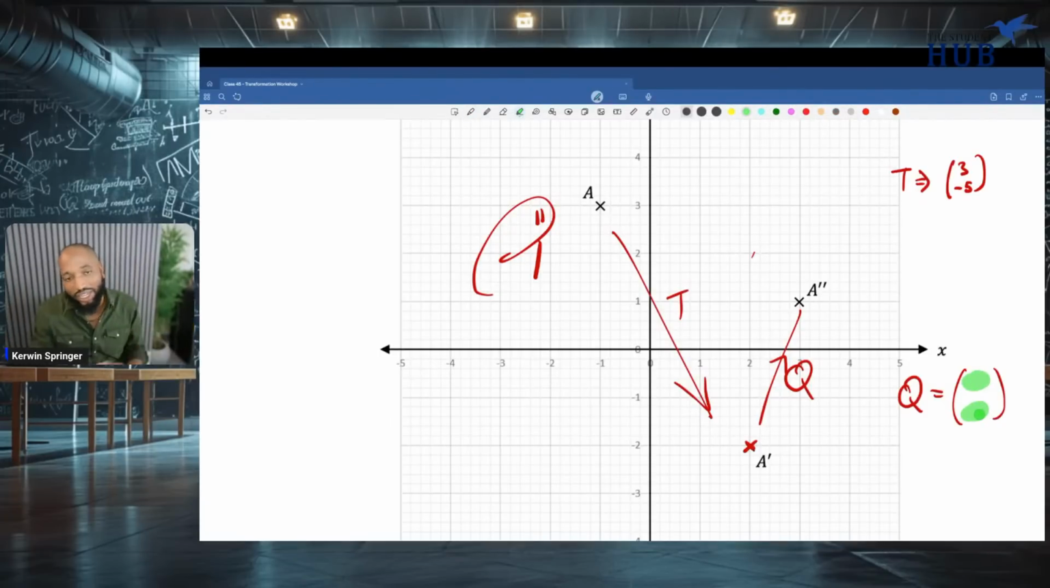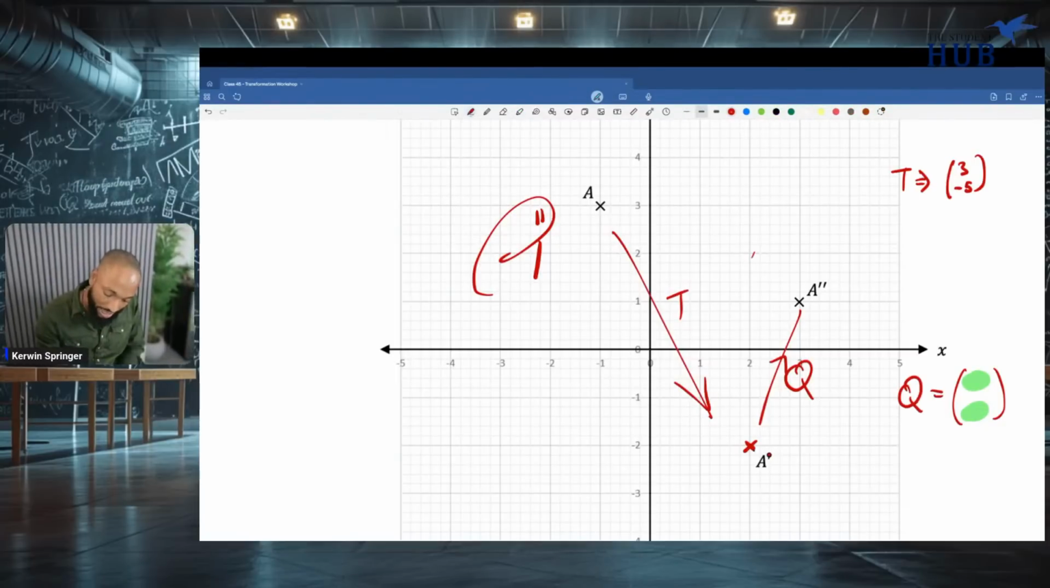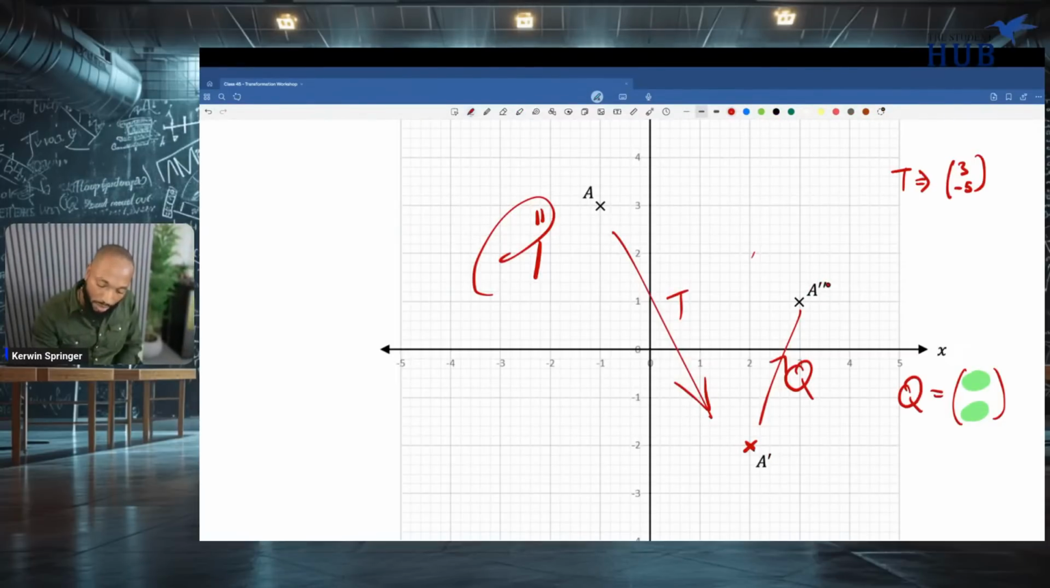Translations are easy. They are really just like a vector. What numbers do you think we'll put up top and below? To go from A prime, that little line A prime, to A double prime, I'll have to go across 1, then up 1, 2, 3. So this is (1, 3).